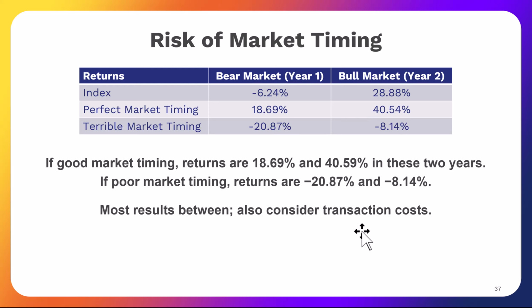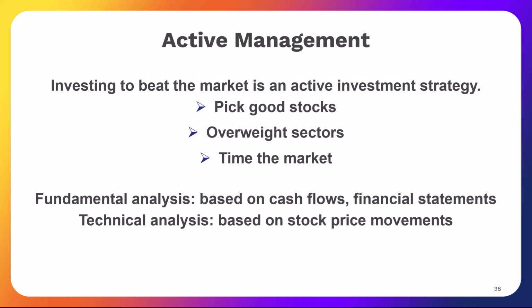But what if you did it the exact opposite, at the worst possible times? When the market was going to go up, you sold, and when the market was going to go down, you bought. So the poor market timing return, in this case, is negative 20, right? So when you're doing it badly, it can hurt a lot. It adds considerable variation to our results when we try to beat the market, if you will.